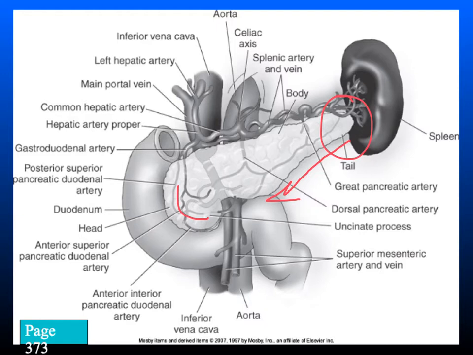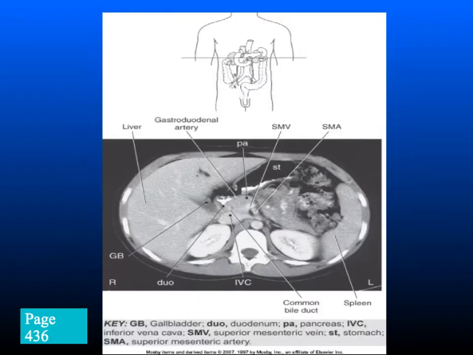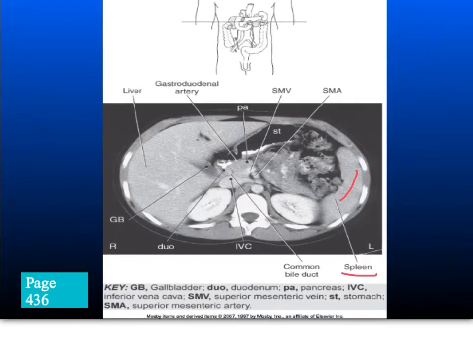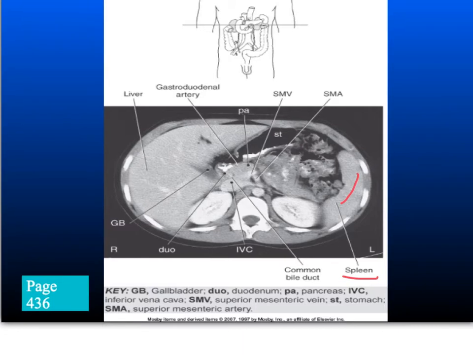Okay, let's go into this slide that shows some of the things that we were talking about. The spleen is shown here, the kidneys are here, and the superior mesenteric artery, very important to know. And then actually part of the pancreas is shown here too. Let's bring it up. Part of the pancreas is shown right here.